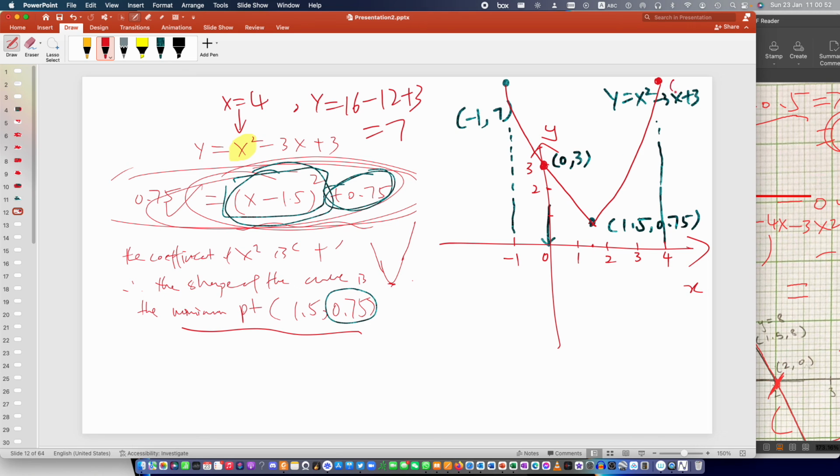This one needs to be shown, so you need to draw the lines. Done. So this is the sketch. Is this the last part? Yes, it is. I think they asked you for the range also.